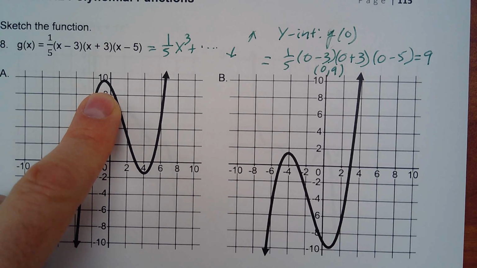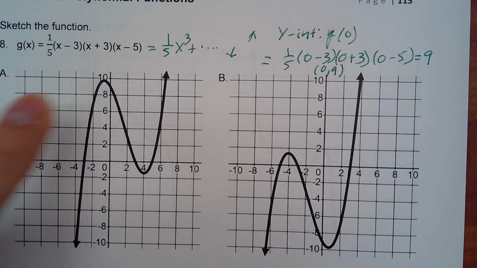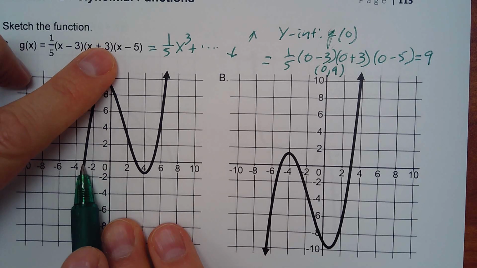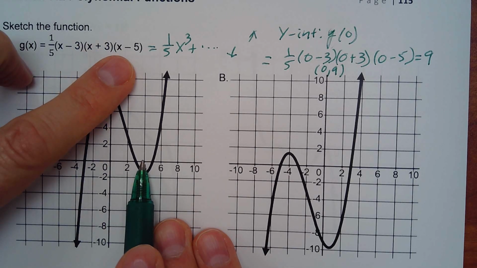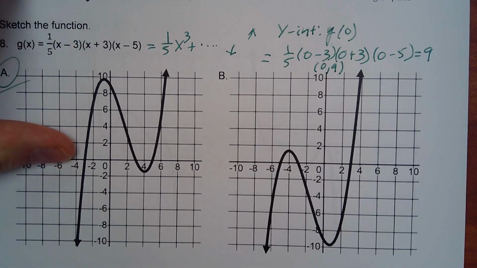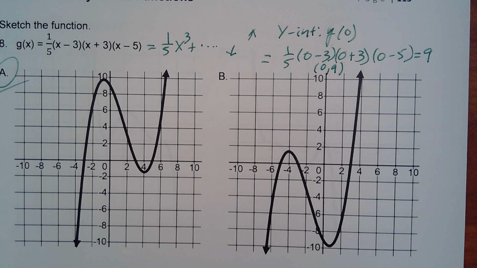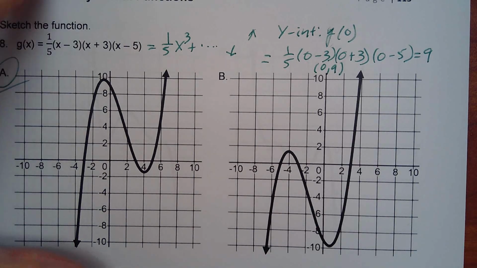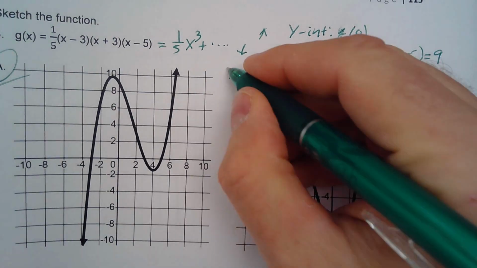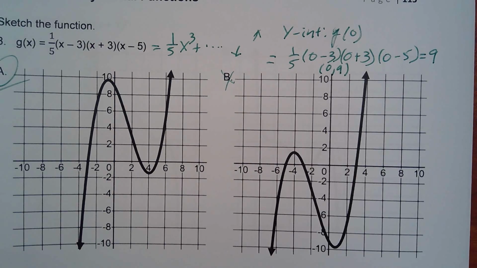Let's just verify the x-intercepts are correct. So I should have one at 3, yep. One at negative 3, yep. And one at 5, and they cross. So A will be my answer. So we just kind of keep going through these properties until we can eliminate all the other graphs. So my answer choice would be A.